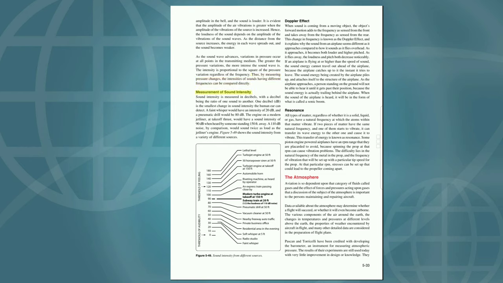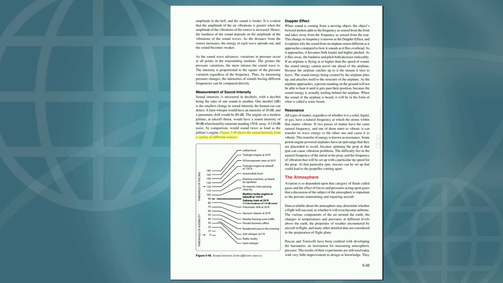Measurement of sound intensity. Sound intensity is measured in decibels, with a decibel being the ratio of one sound to another. 1 decibel is the smallest change in sound intensity the human ear can detect. A faint whisper would have an intensity of 20 decibels, and a pneumatic drill would be 80 decibels. The engine on a modern jetliner, at takeoff thrust, would have a sound intensity of 90 decibels when heard by someone standing 150 feet away. A 110 decibel noise, by comparison, would sound twice as loud as the jetliner's engine.